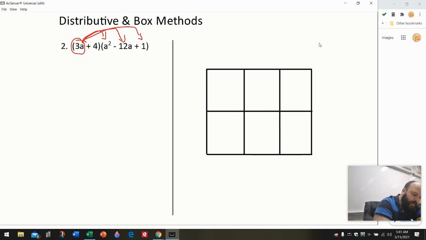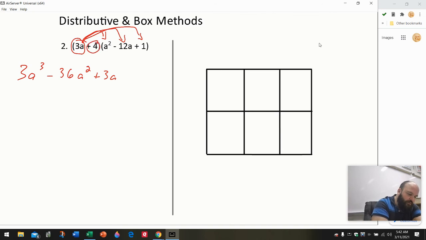Okay, so we have 3a times a squared gives me 3a to the third. Then we have 3a times negative 12a. So 3 times negative 12 is negative 36. And then a times a is a squared. Then 3a times 1 is simply 3a. All right, so we've distributed the 3a.